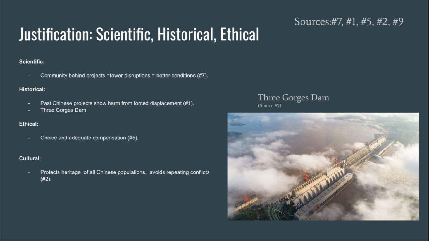Ethically, families deserve a meaningful choice, fair treatment, and enough compensation to actually rebuild their lives. The relocation for FAST did not fully provide these protections or adequate compensation, as said in Source 5. Additionally, it's important to not repeat the telescope conflicts seen in other places. When cultural values and local communities are ignored, these tensions grow instead of being resolved, as said in Source 2.